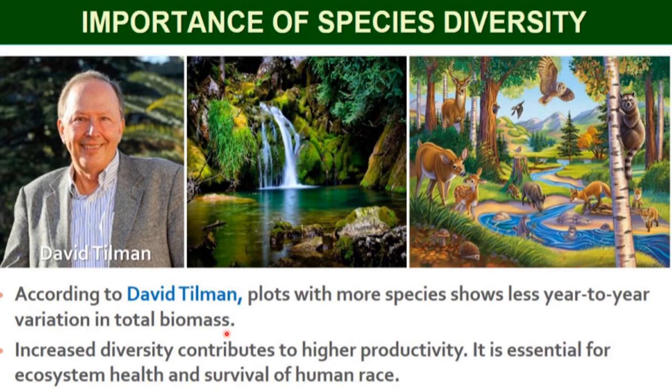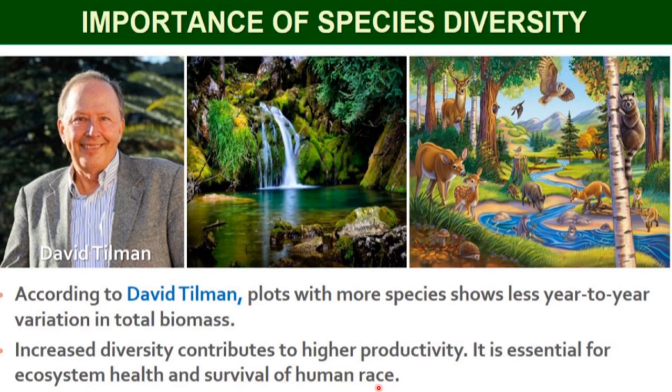And what is the reason behind that less variation? More number of species means a more stable ecosystem, a more stable environment, right? So that leads to less variation in the total biomass or total productivity of that area. Increased diversity contributes to higher productivity. If more species are present in any area, productivity increases. It is essential for ecosystem health and the survival of the human race. If productivity is higher, then we can say the ecosystem is more healthy, and a healthy ecosystem is essential for the survival of the human race.